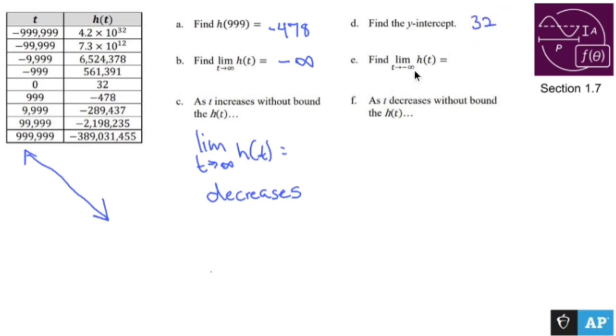Find the limit as t approaches negative infinity. That means as we move to the left, my picture is moving up. The number is getting much, much, much larger as t gets much, much, much smaller, so we will say positive infinity. And as t decreases without bound, which is the same thing as what E is saying, the h of t increases, and that's the way we will word it. So we can say consistent with C. And there you go.